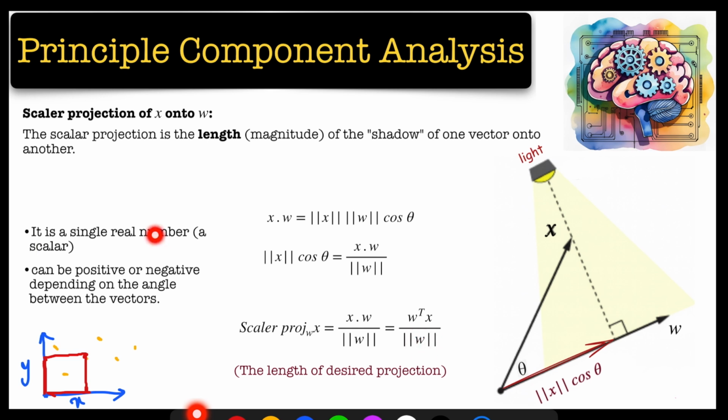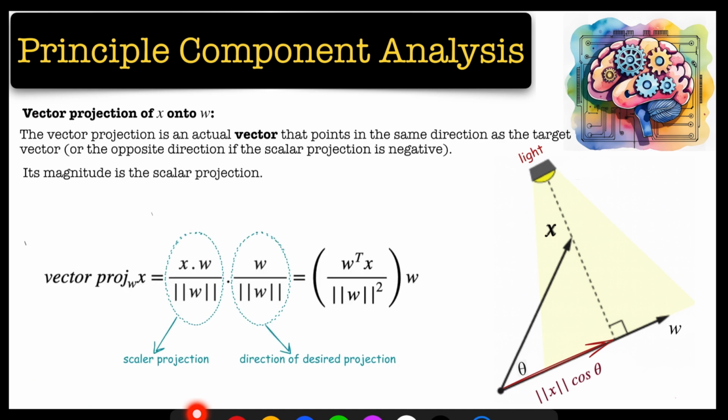The scalar projection is a real number and it can be positive or negative depending on the angle between the vectors, right? So this angle will decide whether the scalar projection is positive or negative. This is basically the length of the desired projection.